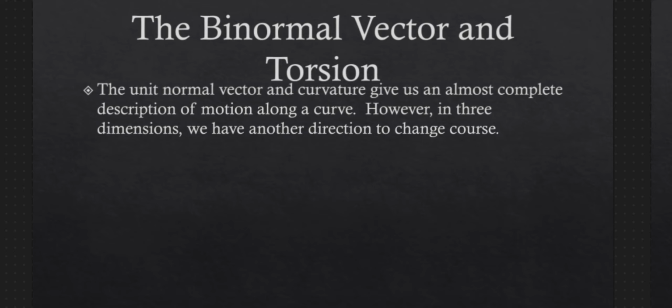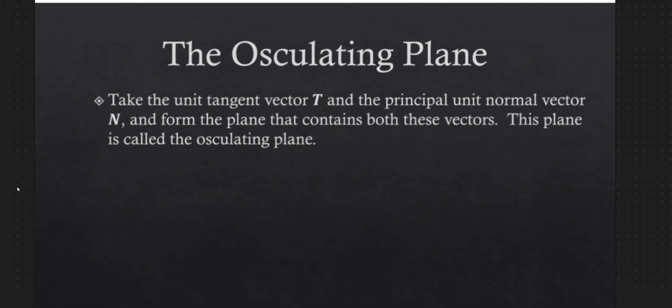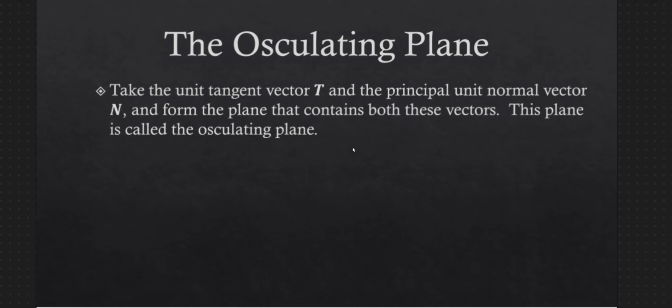But in three dimensions, we have this other way that we can move around. To motivate the binormal vector, we'll first introduce this thing called the osculating plane. Osculate means to kiss, and so the osculating plane is this plane that sort of kisses the curve as we move along it. The idea is to look at your unit tangent vector and your unit normal vector, take those two vectors and form a plane, the plane that contains both those vectors, and keep track of this as the object moves in its trajectory.